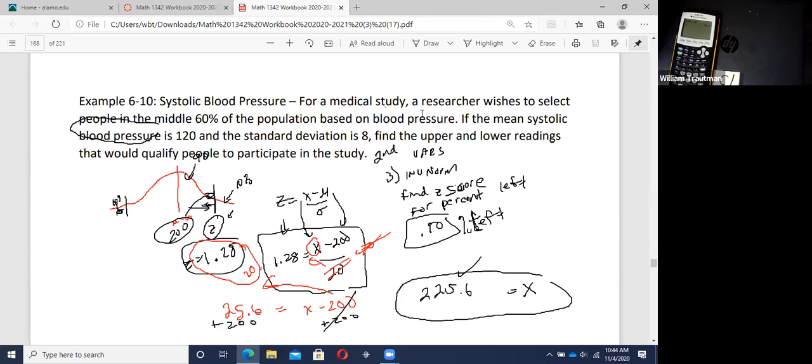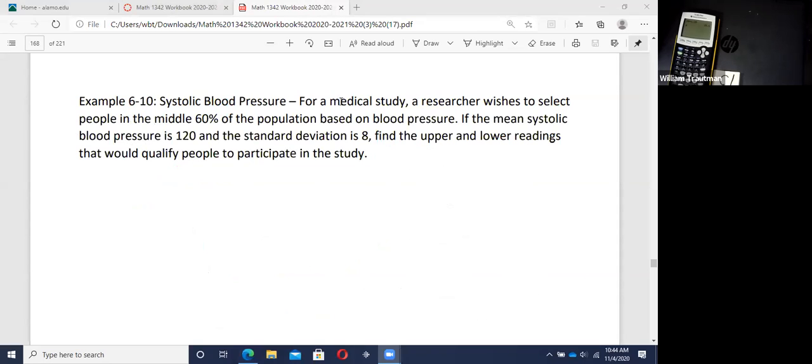Let's try this problem. You see, there's no normal curve drawn, so you have to fill it in and draw it yourself. As soon as I know I'm doing a normal curve, I'm going to draw a normal curve. A medical researcher wishes to select people in the middle 60%. If this is the mean, the middle 60% would be right here. That's 30%, and that's 30%. So we want to find the z-score with the middle 60%.